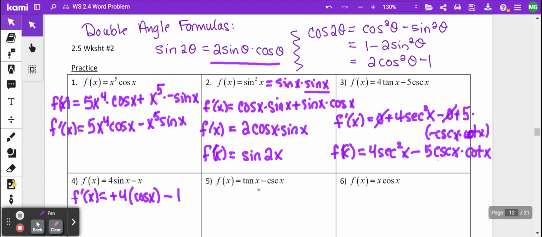The second, on number 5, we have 2 terms, tangent of x and cosecant of x. So we're going to look on our sheet. Tangent of x, the derivative is secant squared of x, minus the derivative of cosecant of x is negative cosecant of x cotangent of x.